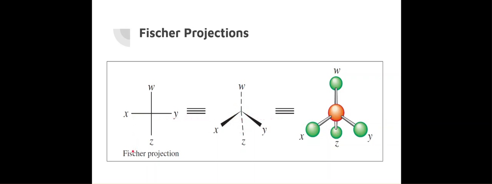But a Fisher projection is where you draw it flat with the understanding that these groups are coming out towards you and these groups are going away from you. It's a way of representing a molecule so that you can see chirality and handedness easier. And this was developed by a chemist by the name of Fisher. You said you did Fisher projections in class, right?